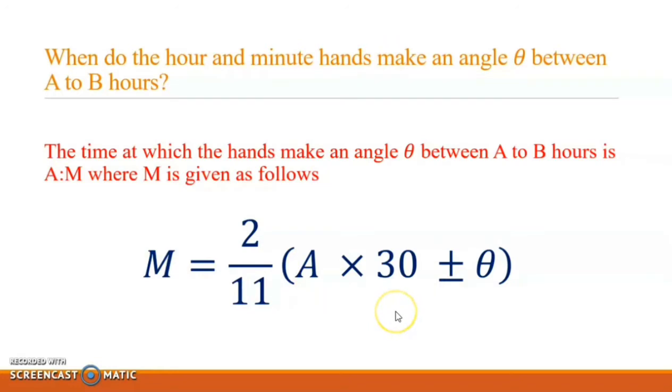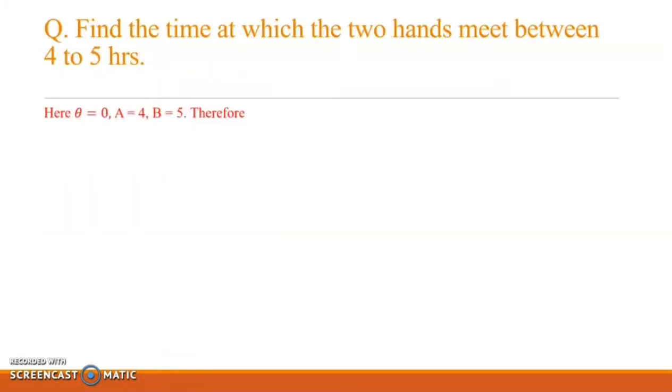Now, in order to apply this formula, what we need to know is what is theta, what is A and B. And if we know this, then we can find M. Now, in the given problem, we are supposed to find the time at which the two hands meet between 4 to 5 hours. So if you look at this, here A is 4 and B is 5.